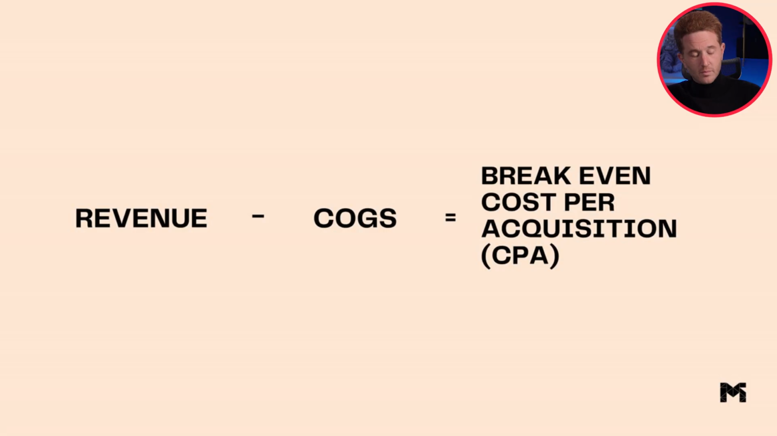But at a very simple level, your break-even cost per acquisition is the profit you make on a sale. It's as simple as that. Okay? So you take your revenue and you subtract your costs. So you see on the slide it says COGS. That stands for cost of goods sold. It's a fancy way of saying, what does it cost you to actually ship, produce, deliver the service?